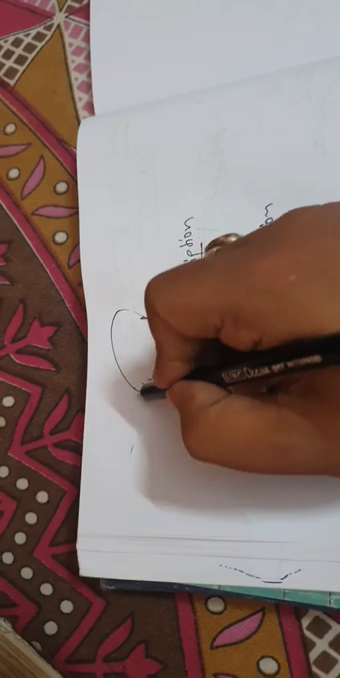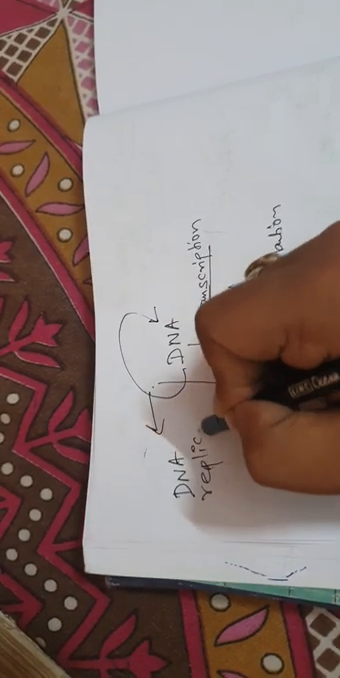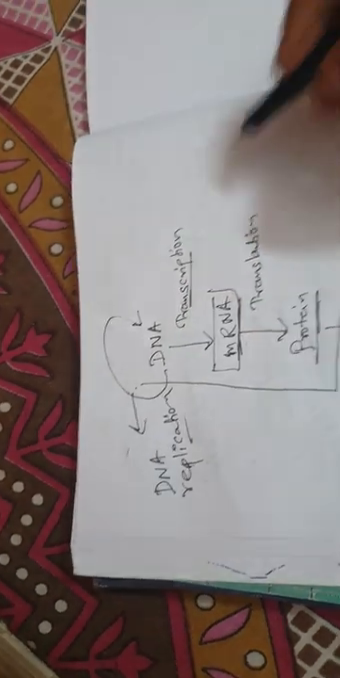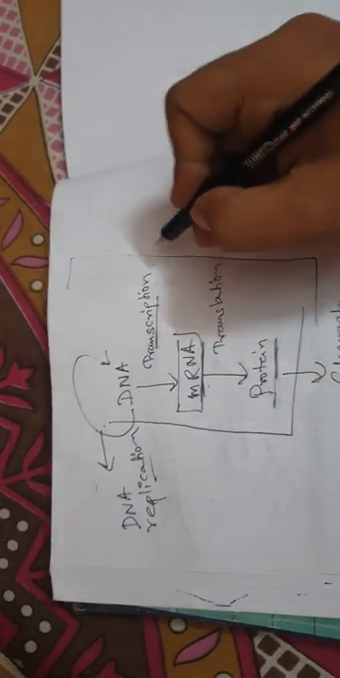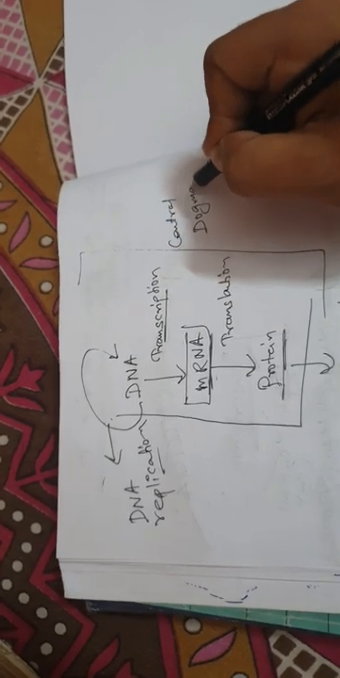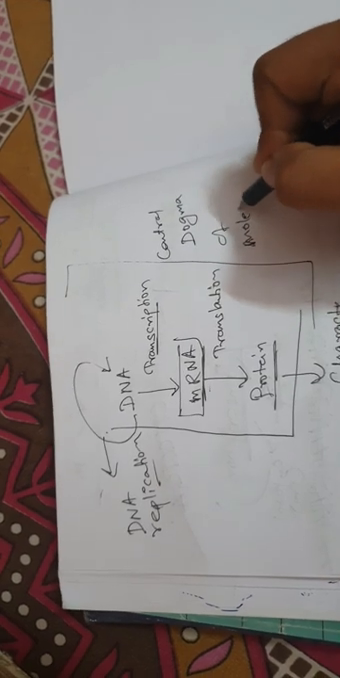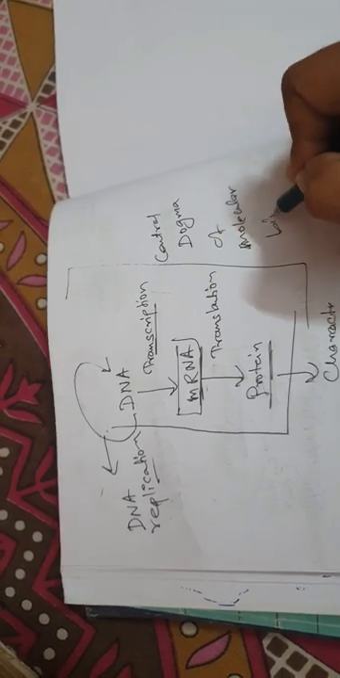Now, one step is left. That is, when cell division occurs, a copy of DNA occurs. DNA copying or DNA replication. So that is also involved. So three processes are involved in this. This entire thing is known as the central dogma of life, or molecular biology. Central dogma of molecular biology.